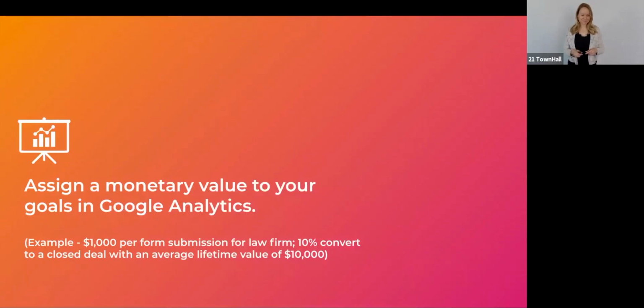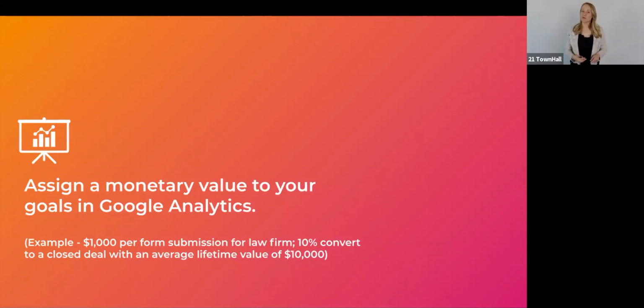We talked about this one briefly, but assign a monetary value to your goals in Google Analytics. This is a really easy one that provides a lot of gut reaction help as far as if campaigns are working or not working. So once you create a goal, which again could be a form submission, going back to that law firm example, let's say that the lifetime value of a customer for the small law firm is $10,000. Only 1 out of 10 leads convert. So then I would assign each form submission goal a value of $1,000. Because once you get 10, you'll have $10,000, and if 1 out of 10, that's how the math works.